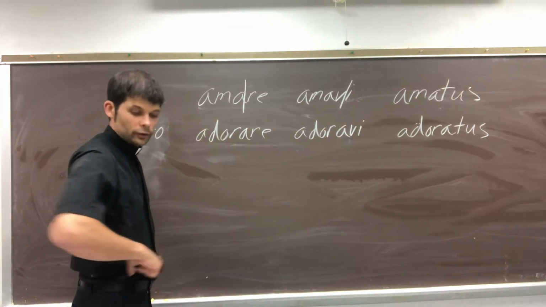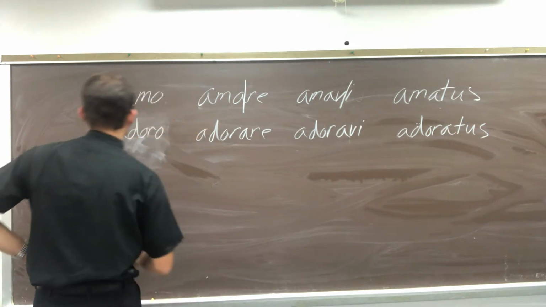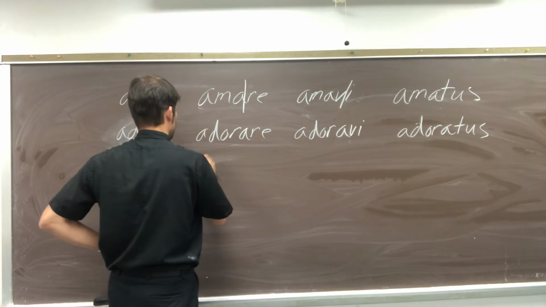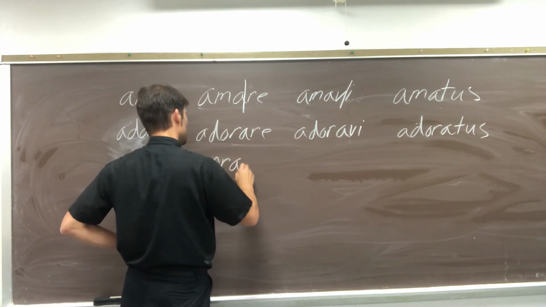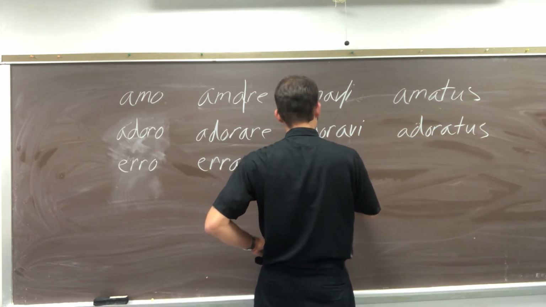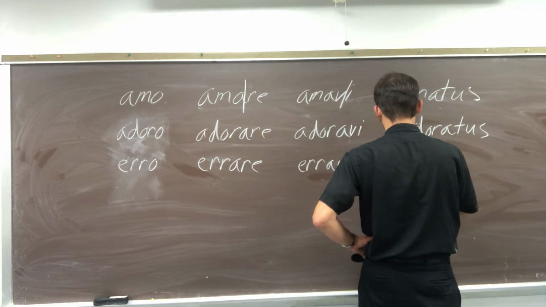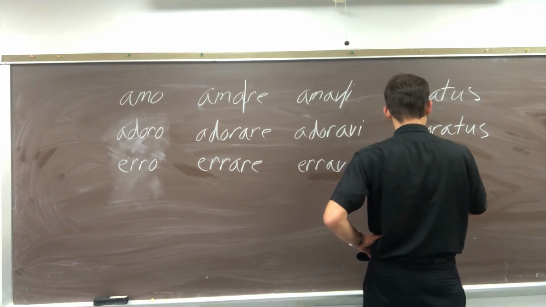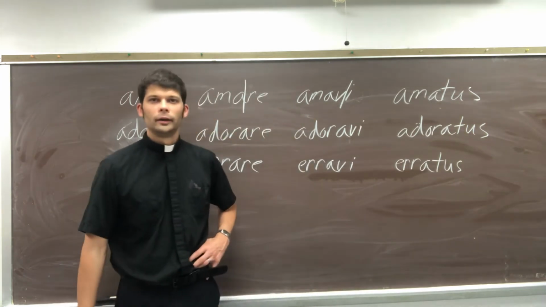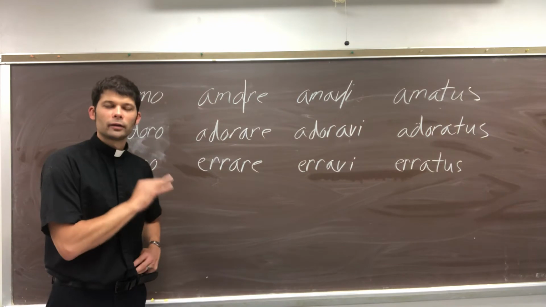Okay. Let's do another one. Let's do ero, which means I err or wander. Ero. To get over here, take off the O and put A-R-E: erare. You get over here. Take off the R-E. Put a V-I. You get over here. Take off the V-I and put a T-U-S: eratus. See how that works out? All 4 principal parts follow a pattern to these regular verbs.